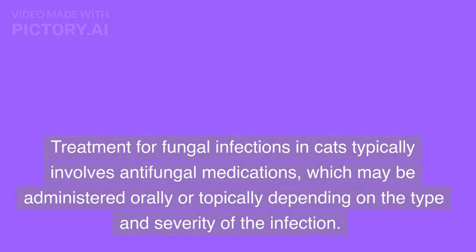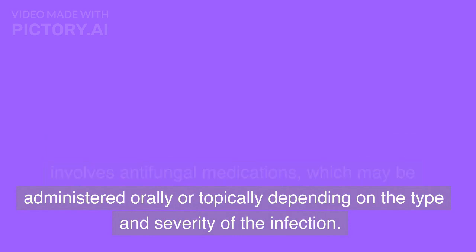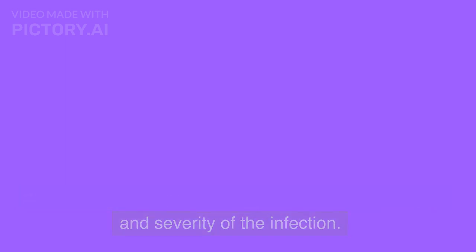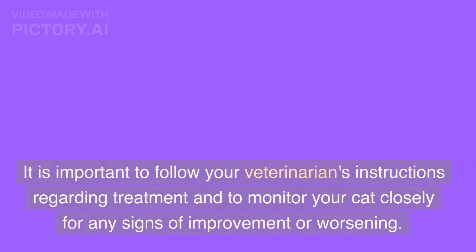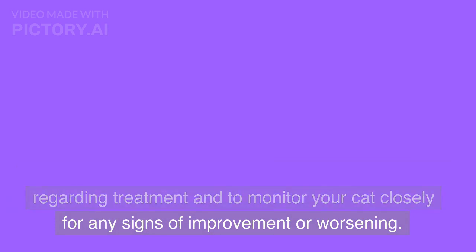Treatment for fungal infections in cats typically involves antifungal medications, which may be administered orally or topically depending on the type and severity of the infection. In some cases, surgery may be necessary to remove infected tissue. It is important to follow your veterinarian's instructions regarding treatment and to monitor your cat closely for any signs of improvement or worsening.